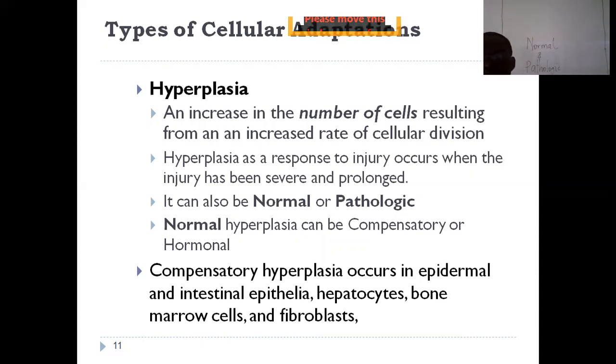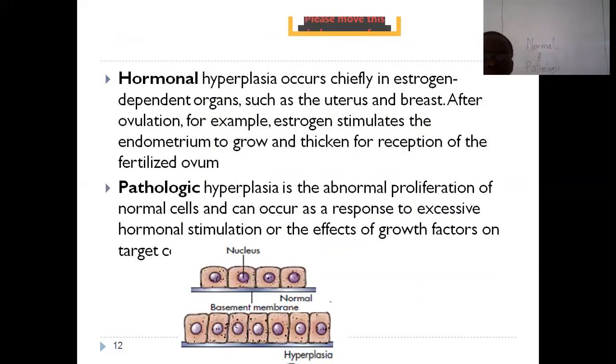With compensatory, this one basically occurs in epidermal and intestinal epithelia. It can occur in hepatocytes, bones, fibroblast cells, bone marrow. And hormonal hyperplasia occurs chiefly as a result of estrogen. For example, within the uterus, when a mother becomes pregnant, there is too much estrogen in blood supply, so as a result, it facilitates the uterus to be able to accommodate the growing fetus. Same applies with the breasts in lactating mothers.